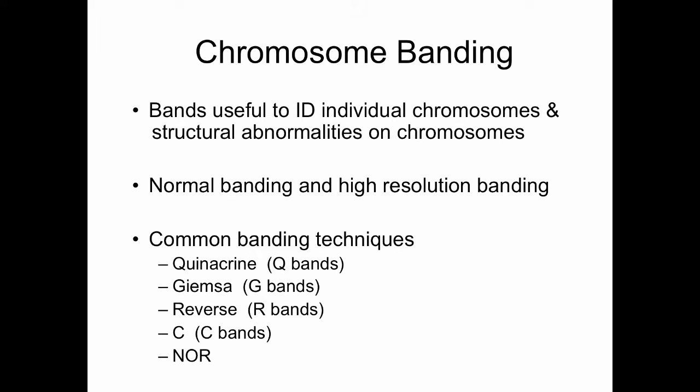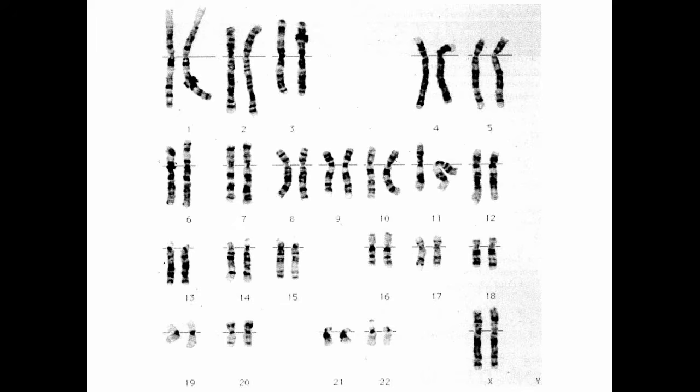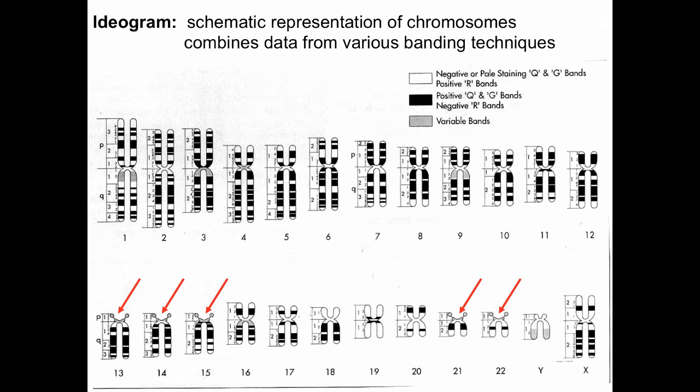So Q bands are just staining the chromosomes with a stain called quinacrine mustard. G bands uses Giemsa staining. Reverse bands is just a negative image of either Q or G bands. C bands is a stain specifically for the centromere regions of chromosomes, and the NOR banding is a staining specifically for the nucleolar organizer regions on chromosomes. Here is a karyotype. Here is an ideogram. An ideogram is a schematic representation of the chromosomes, and it combines data from various banding techniques.